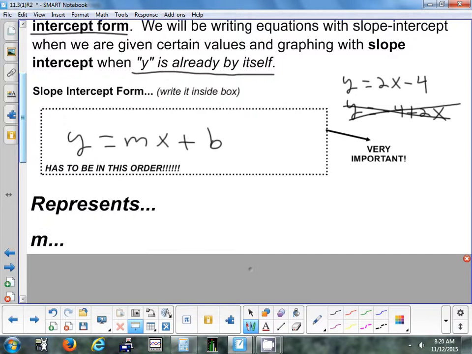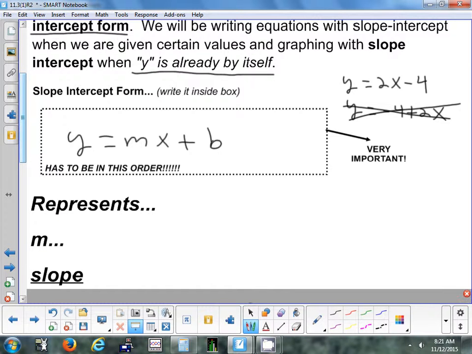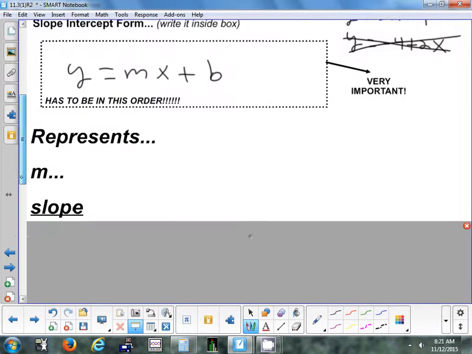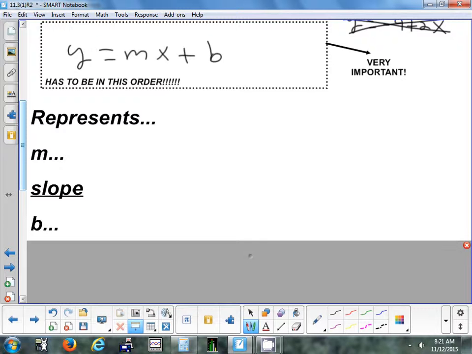So what do these represent? M. Who knows what M represents? We did this on Tuesday. Michaela? I like the idea of y-intercept. We're going to talk about that, but this letter is not the y-intercept. This one's the slope. On that line where you have M and a blank, you want to fill in slope. And now B, what's B, Michaela? That's your y-intercept.